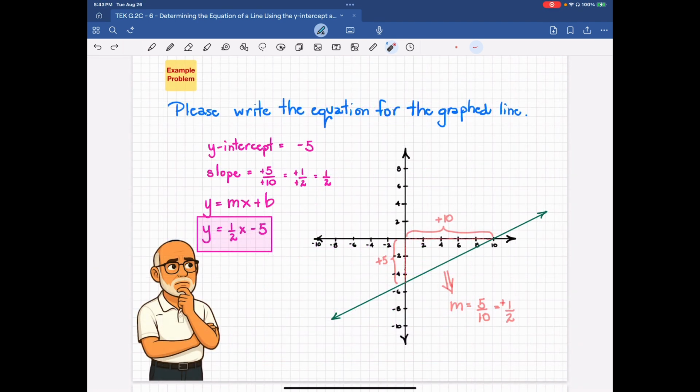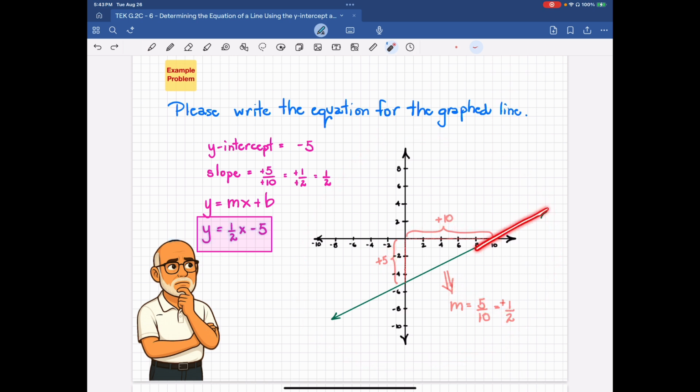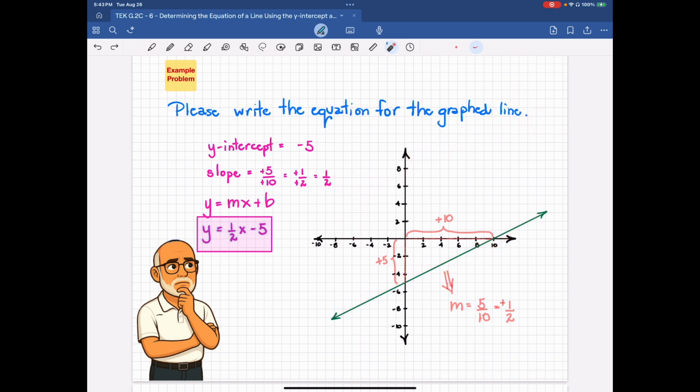Let's do one more graphing problem. The directions read, please write the equation for the graphed line. So I come over here. This is my graph line. Pretend all this written stuff doesn't exist. I just want you to see the green line, okay? Just the green line. Focus on the green line. And so we need to find what is the name of this line. What is the equation of this line? It has to be y equals some number times x plus some other number, okay? What are those numbers? What we do is we locate the y-intercept.